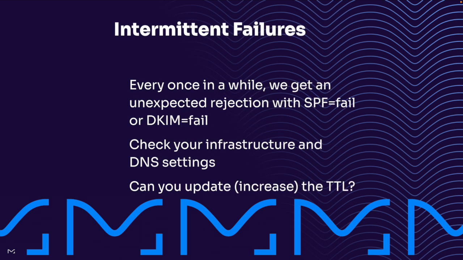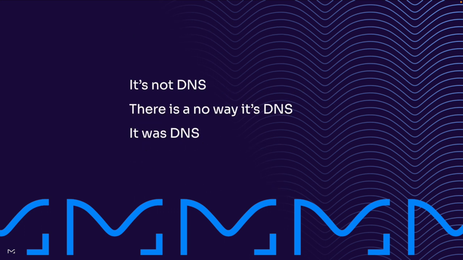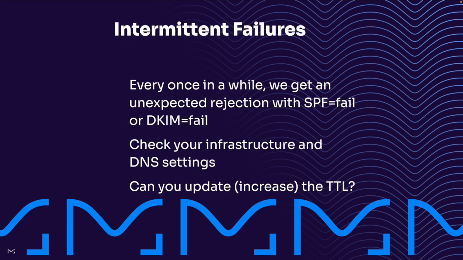Let's say the scenario is that every once in a while you just get an unexpected rejection that says SPF fail or DKIM fail. Oftentimes this is going to be related to DNS craziness. Sometimes things go wrong with DNS and it can be fussy and finicky, and it can be very intermittent. If you're responsible for the platform, you can check the infrastructure and DNS settings.